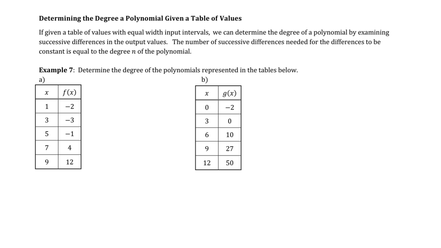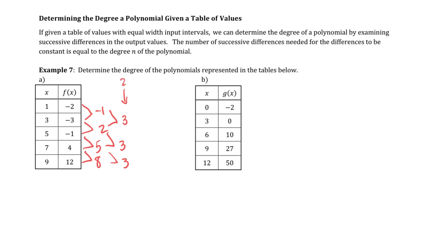So I'm going to do -3 minus -2. I'm going to do -1 minus -3. I'm going to do 4 minus 1. I'm going to do 12 minus 4. If those were all the same, it'd be linear. It'd be a degree of 1. I only had to subtract one time. It's going to be linear, but they're not. So now I'm going to do 2 minus -1, 5 minus 2, 8 minus 5.